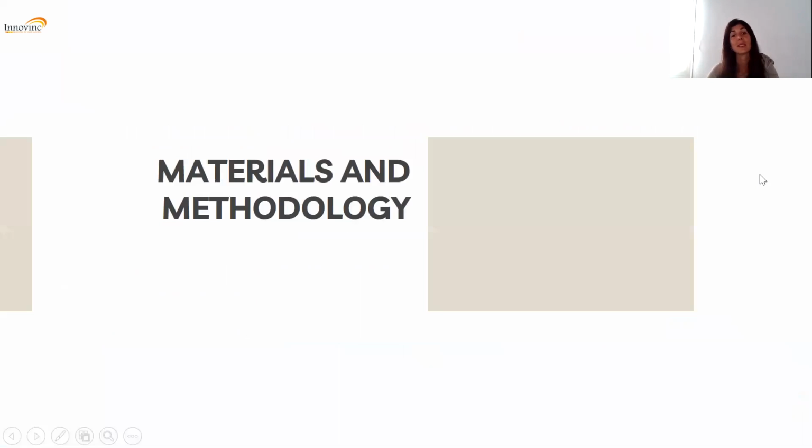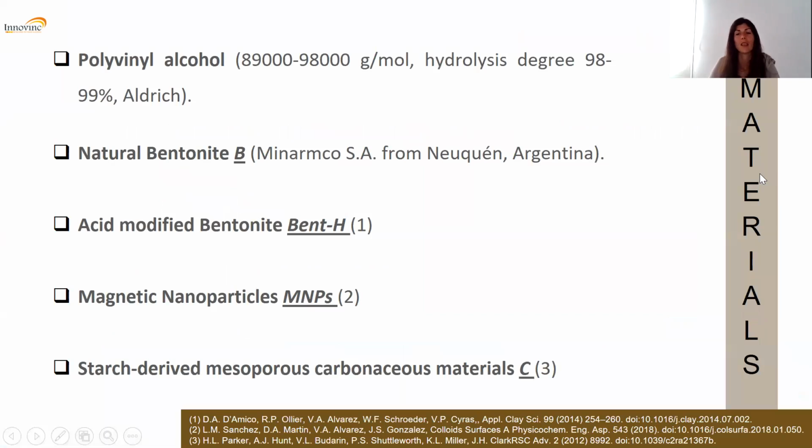So let's talk about materials and methodology. As starting materials, we use polyvinyl alcohol from Eldridge, natural bentonite, acid-modified bentonite, magnetic nanoparticles, and starch-derived mesoporous carbonaceous materials. All the last three materials were prepared by ourselves in our laboratories with the procedures that we have developed, and they are already reported in papers.